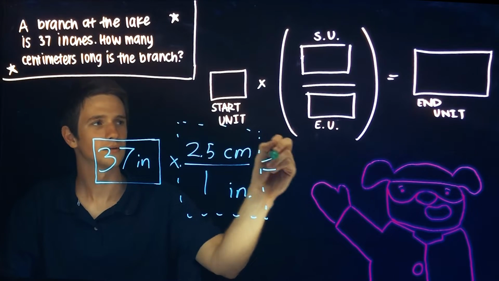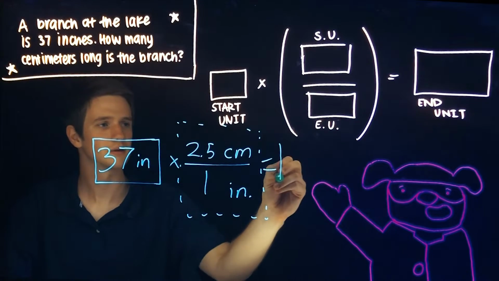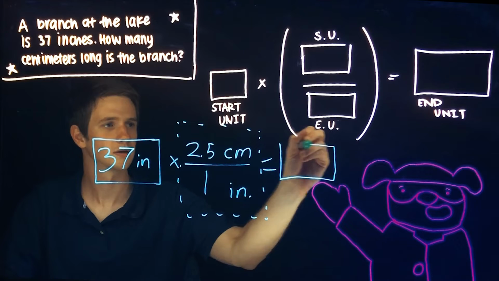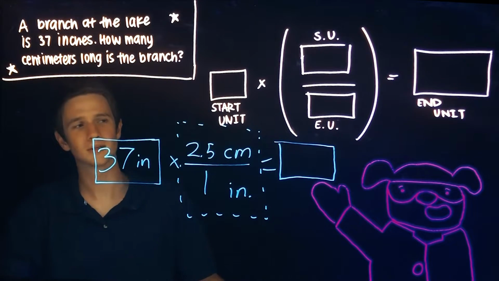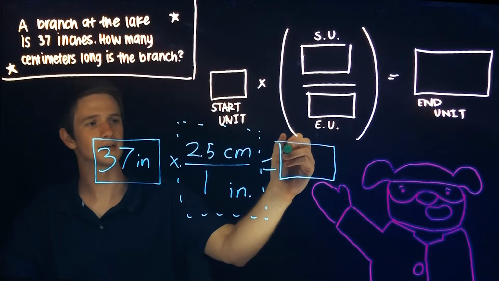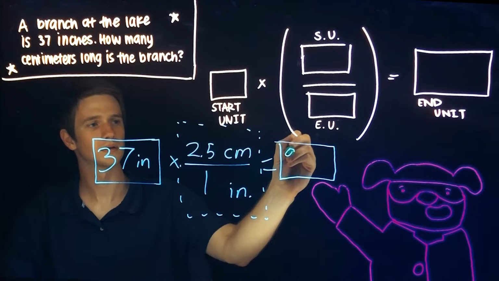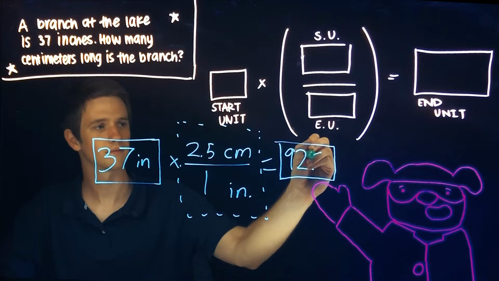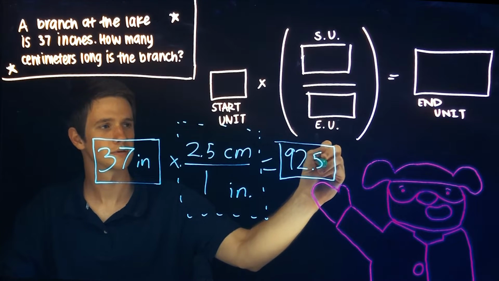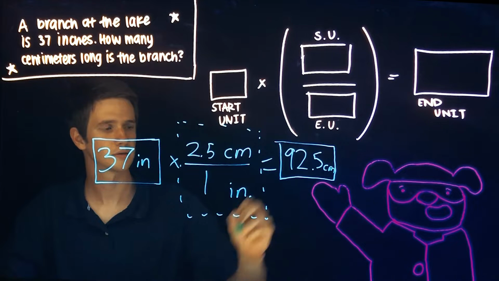And that will give us our end unit. So 37 times 2.5 centimeters. That gives us 92.5 centimeters.